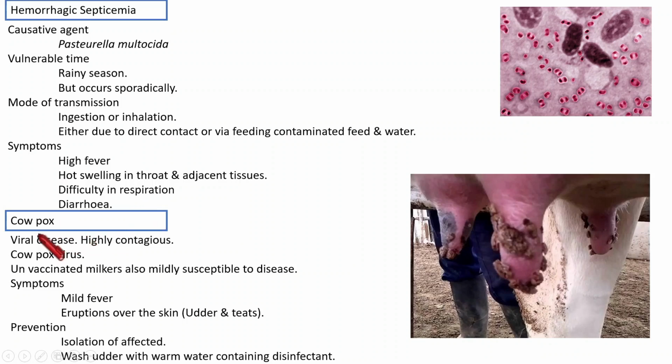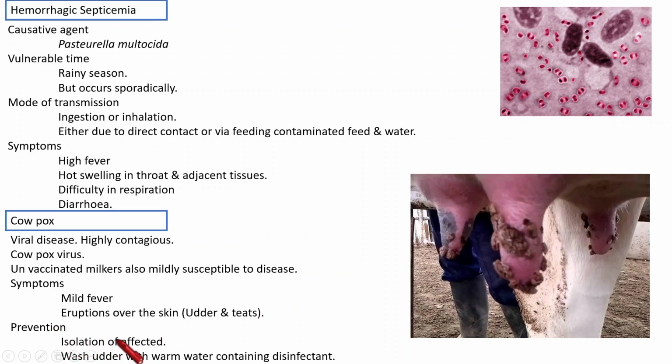Next is cowpox. Similar to our chickenpox, it is a viral disease, highly contagious. It is caused by the cowpox virus. Unvaccinated persons, such as milkers who are handling these cows, are also mildly susceptible to this disease. Symptoms: high fever is not present here, only mild fever. Some eruptions can be seen over the skin, mainly on the udder and teats. Udder means this portion, this is teats.